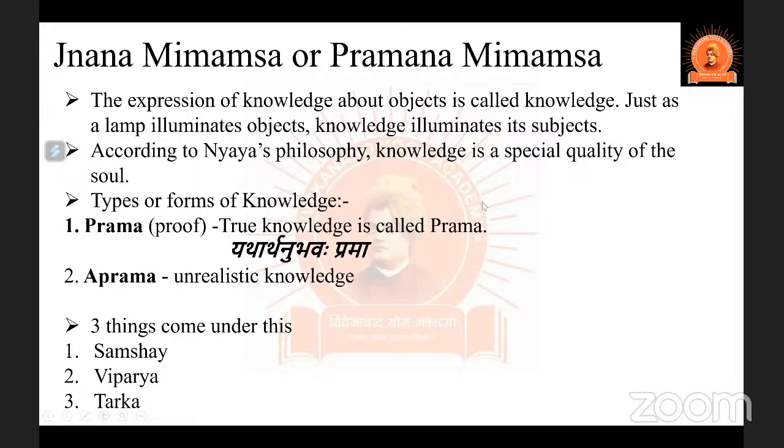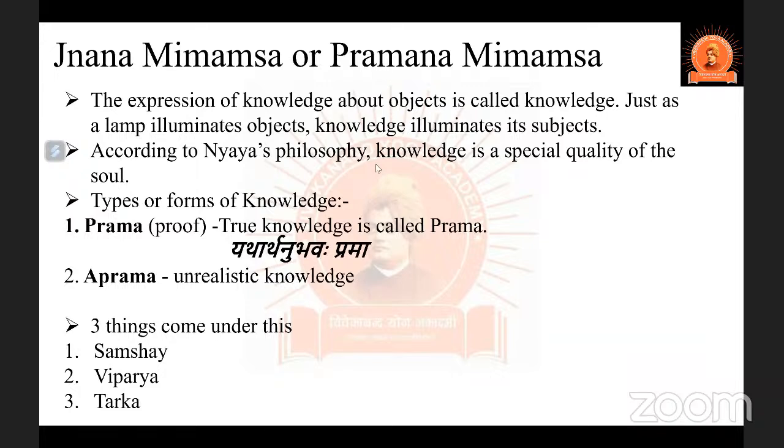So for the soul, it is a special quality, and it is also said that just as you see objects through a lamp, through knowledge one can see the subjects. So knowledge illuminates its subjects. If you have that jnana, like a lighting within yourself, you will be able to see. Just as in the dark we can't see anything, because of the avidya, because of the ignorance, we are not able to see things as they are.